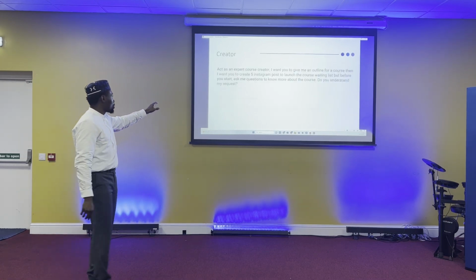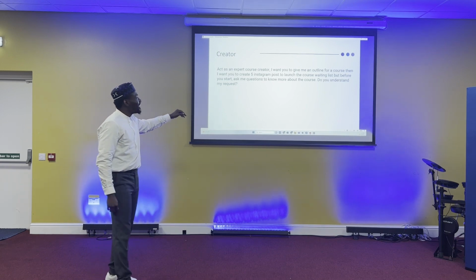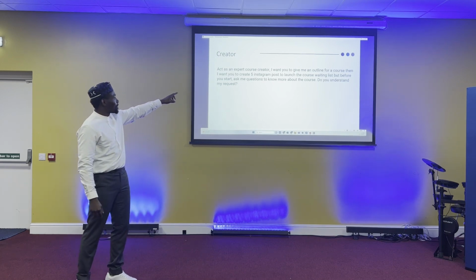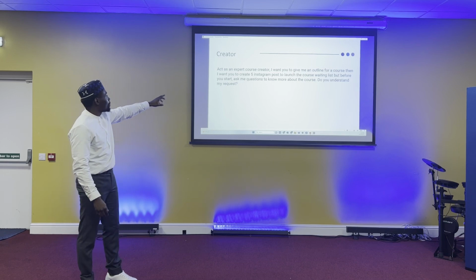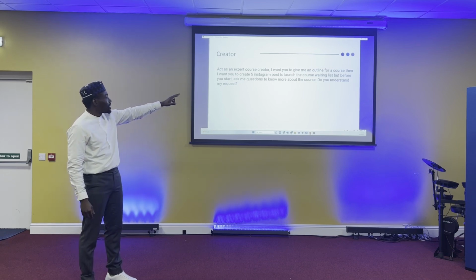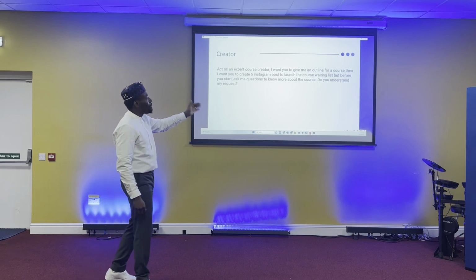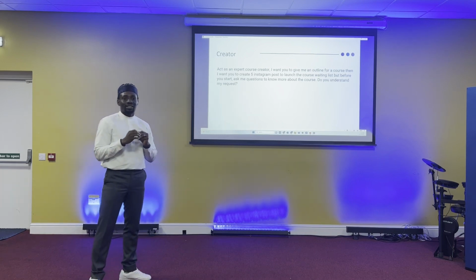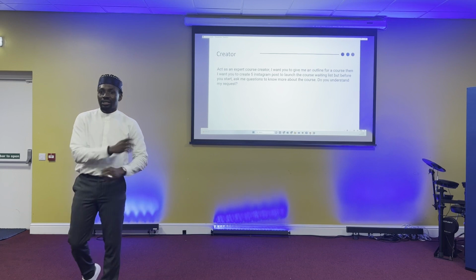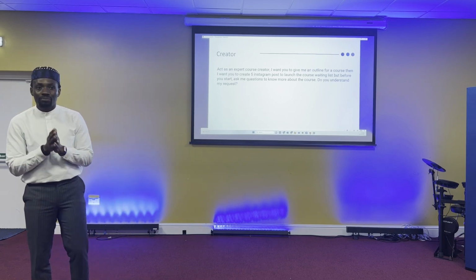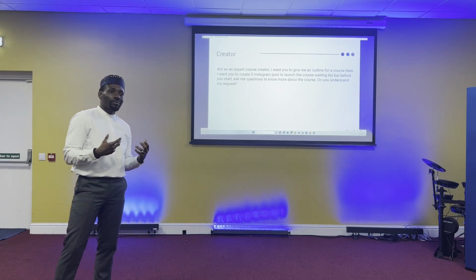Okay, that's another one. Context, then instruction: I want you to... This is still another one. Act as a content creator. I want to give you an outline for this. I want you to create 5 Instagram posts to launch my course waiting list. But before you start, ask me questions to know more about the course. Do you understand my request? This is how a good prompt should be, so that it will confirm it understands.